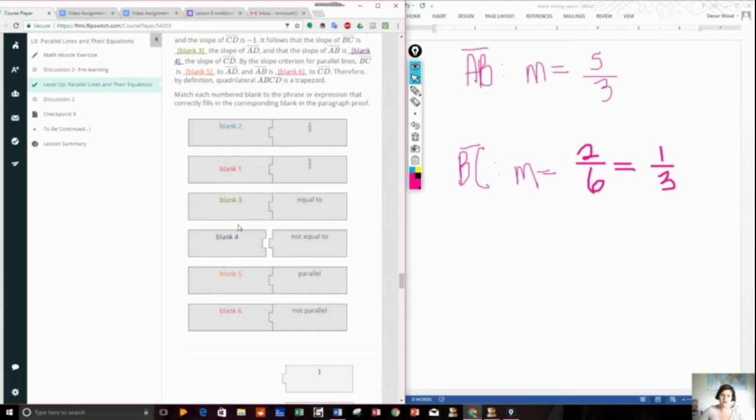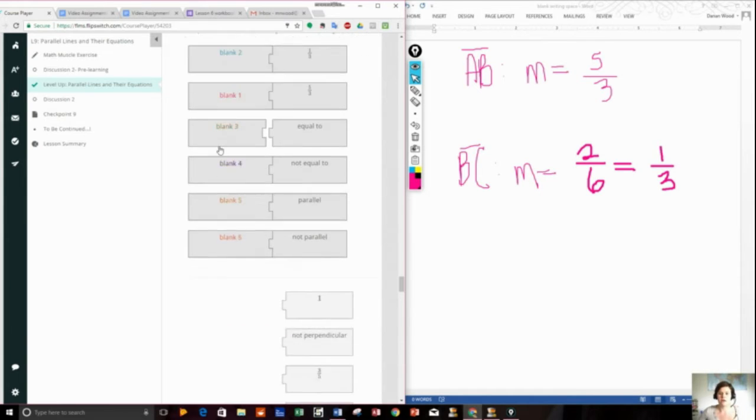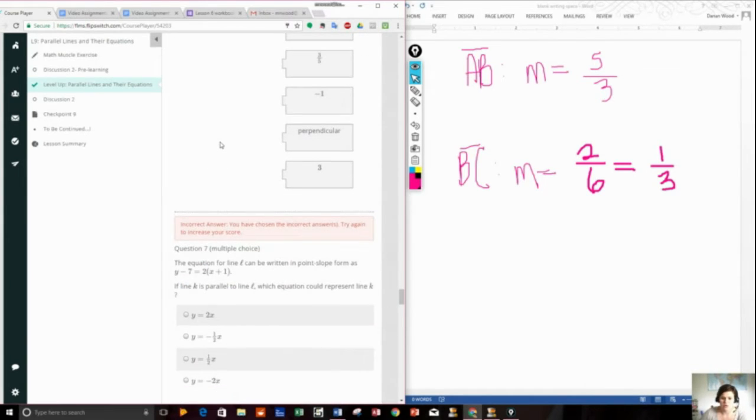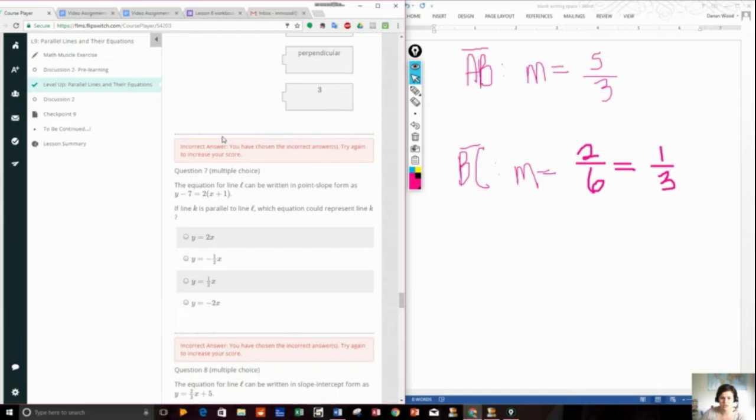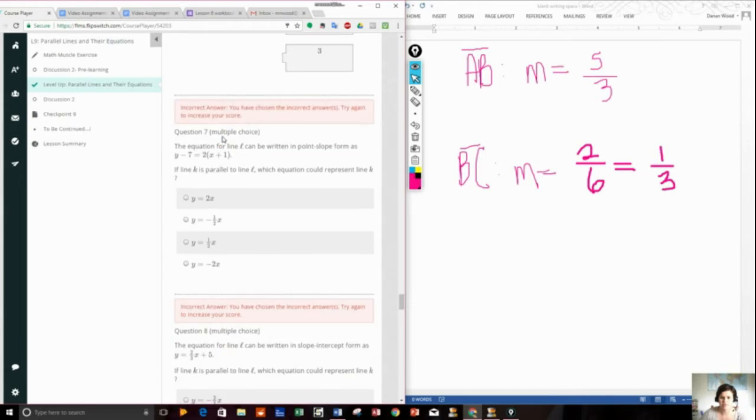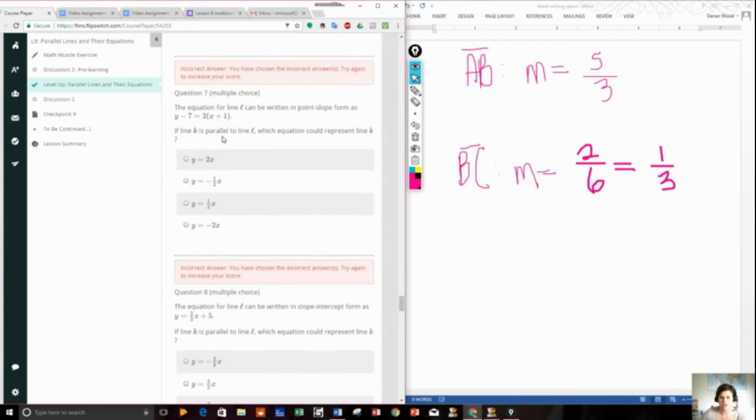So when you want to undo one of these click and drag ones, just click on it once. So click on the blank that you're wanting to unlink and it will unlink it. And so we're going to move on to question 7.